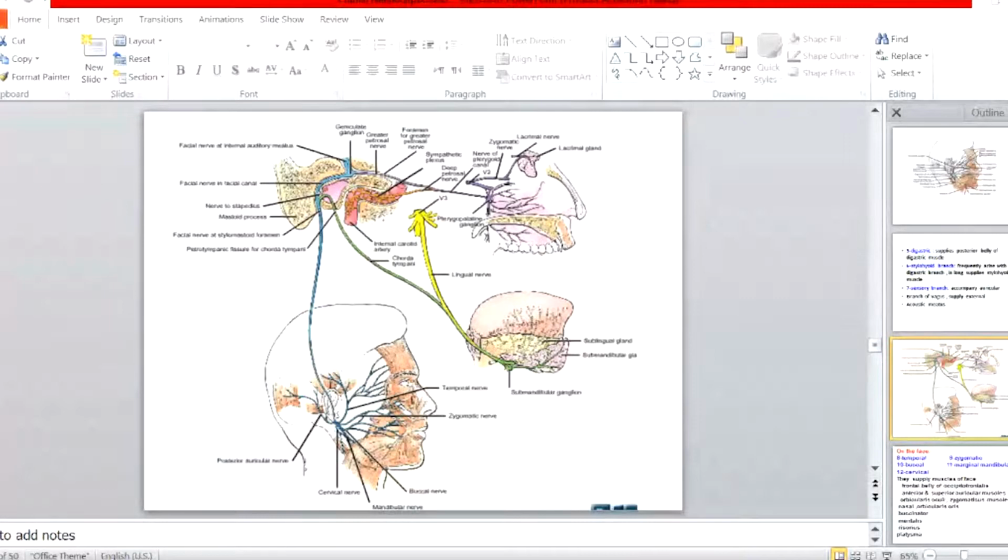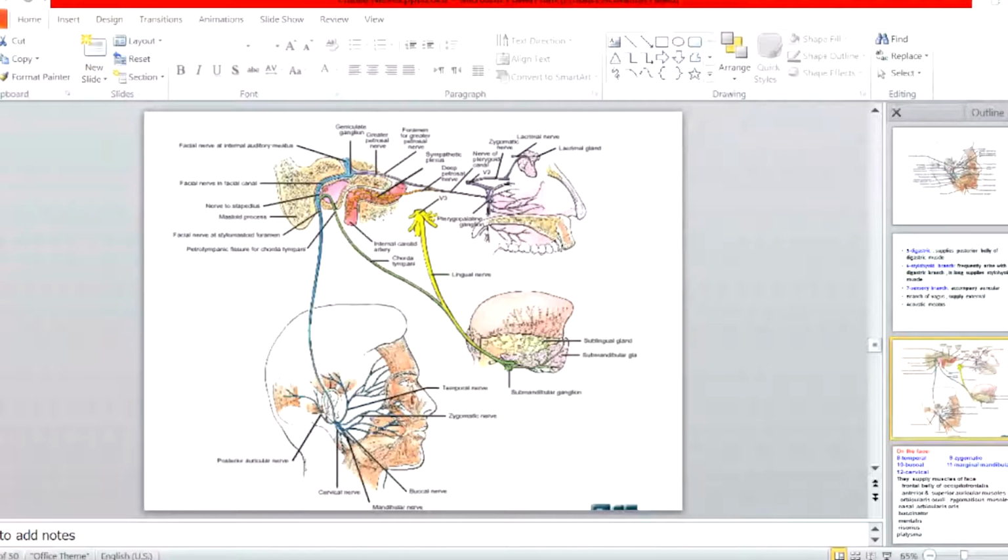Next, we said that it contains preganglionic parasympathetic fibers. At the geniculate ganglia, they bypass it. Some of these leave the nerve as the greater petrosal nerve. This greater petrosal nerve emerges from a hiatus in the anterior wall of the petrous part of the temporal bone and enters the middle cranial fossa. This is called the greater petrosal nerve.